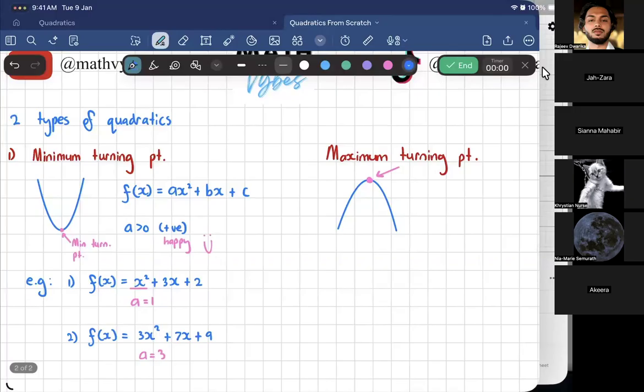Now, I would have a maximum turning point when A is what? Less than 0. Right. If A is less than 0, are we dealing with a positive number or a negative number? A negative number. Negative just means negative number. Right? And if you're negative, are you happy or sad? You're sad. Right.